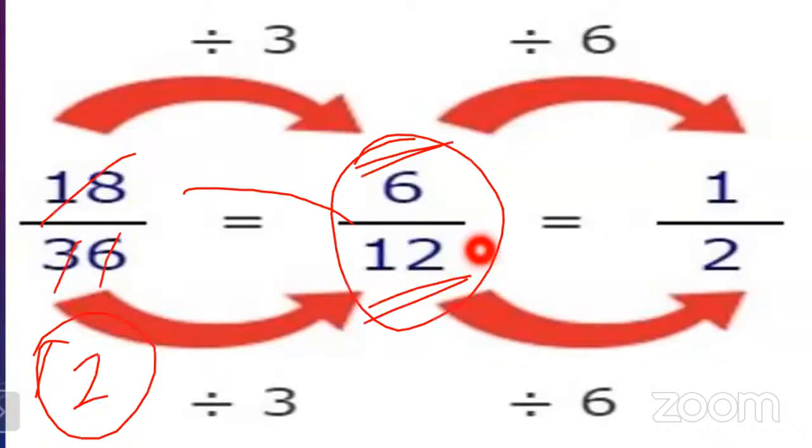Okay, now look here again. This 6 is divisible by 6, and we get the answer 1. So 6 divided by 6 is 1. Now the denominator, 6 2s are 12. So 1 upon 2. So the fraction 18 upon 36 is equal to 6 upon 12, is equal to 1 upon 2. These are the equivalent fractions.